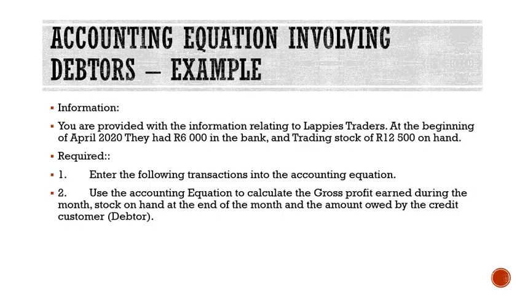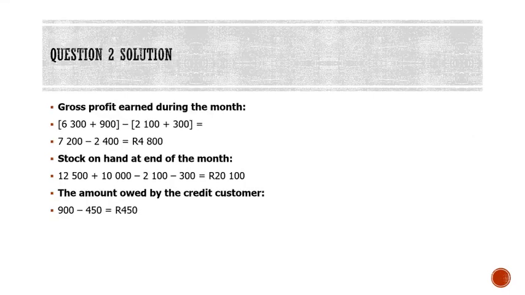Right, question 2. Question 2, they ask us to use the accounting equation to calculate the gross profit earned during the month, stock on hand at the end of the month, and the amount owed by the credit customer, which is called a debtor. Right, let's have a look at the solutions.